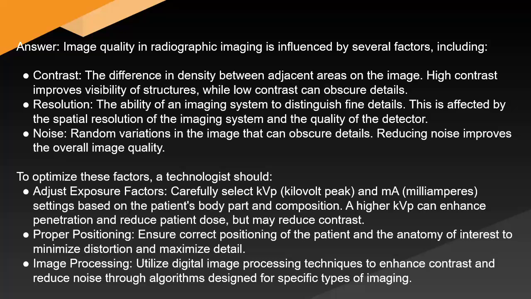To optimize these factors, a technologist should adjust exposure factors, carefully select kVp, kilovolt peak, and milliamperes settings based on the patient's body part and composition. A higher kVp can enhance penetration and reduce patient dose, but may reduce contrast. Proper positioning. Ensure correct positioning of the patient and the anatomy of interest to minimize distortion and maximize detail. Image processing. Utilize digital image processing techniques to enhance contrast and reduce noise through algorithms designed for specific types of imaging.